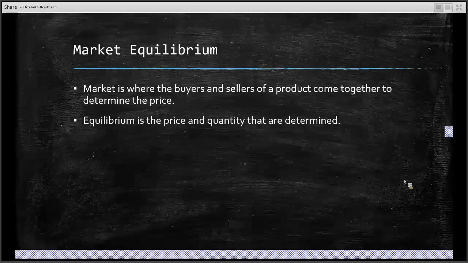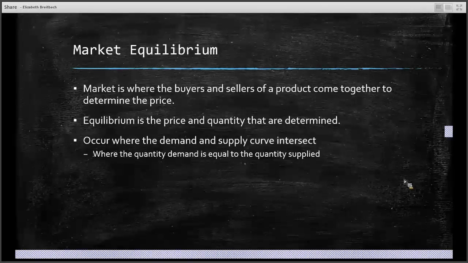All right, so the equilibrium is the price and quantity that are determined by the intersection of the supply and demand curves. So the place where our supply and demand curves intersect is going to be our market equilibrium. And at that market equilibrium, the quantity demanded is exactly equal to the quantity supplied. So it's not just that we have to look at curves, but we could also look at one of those schedules and determine at what price the quantity demanded is equal to the quantity supplied. And at that price, that's where we're going to see our equilibrium.